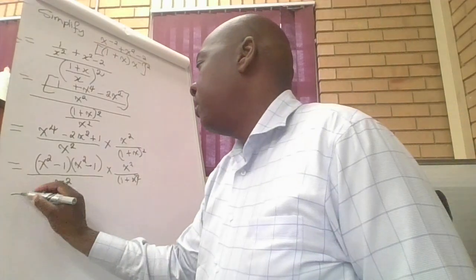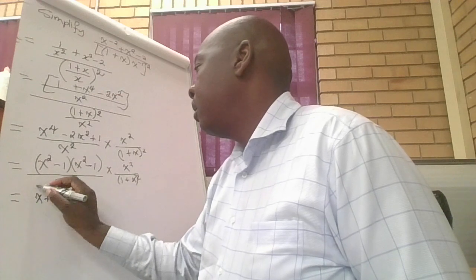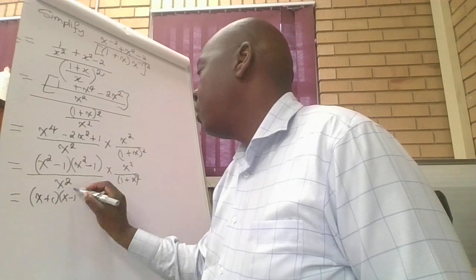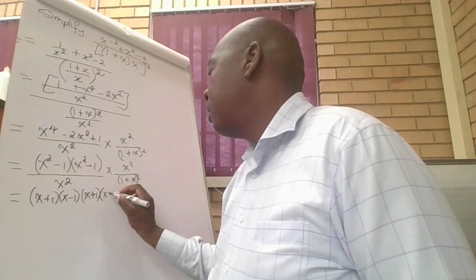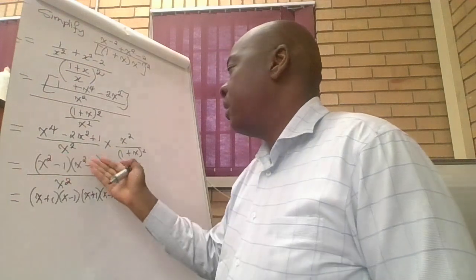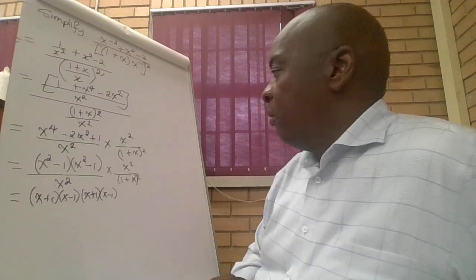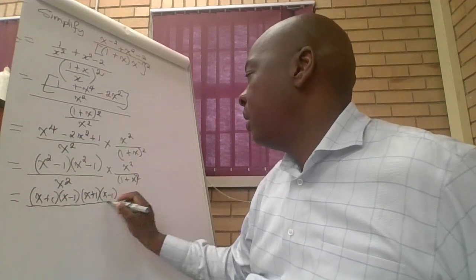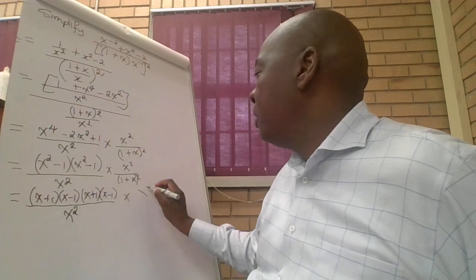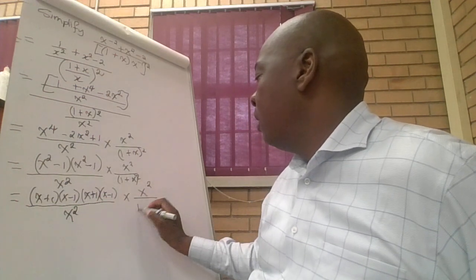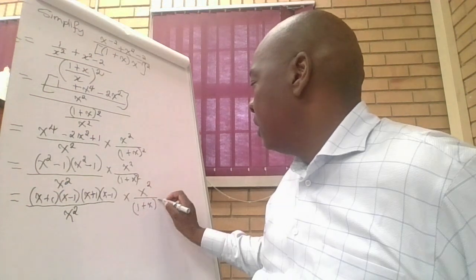So this becomes x plus 1, x minus 1 times x plus 1, x minus 1. If we factorize these two brackets here, in each bracket, that is difference between two squares. And you can see here now that this is multiplied by x squared over 1 plus x, and all that is squared.